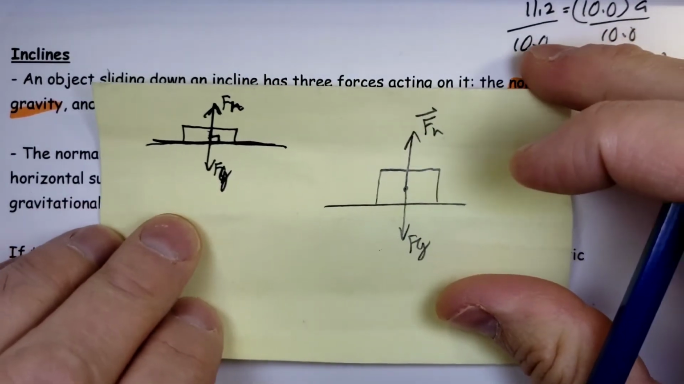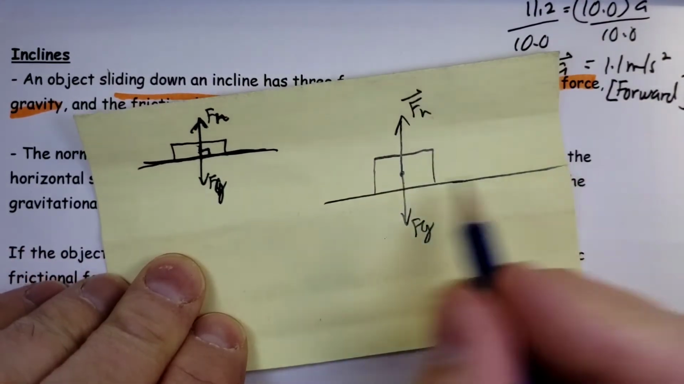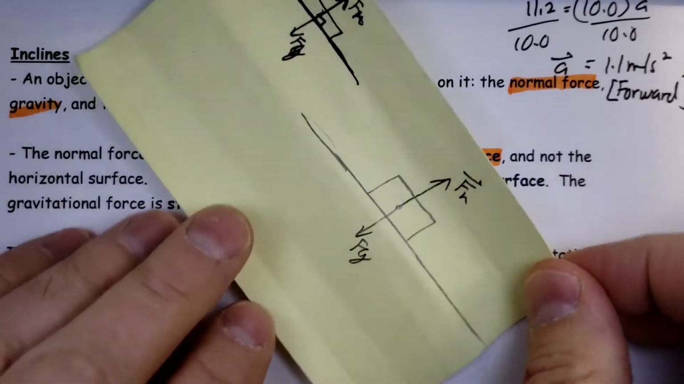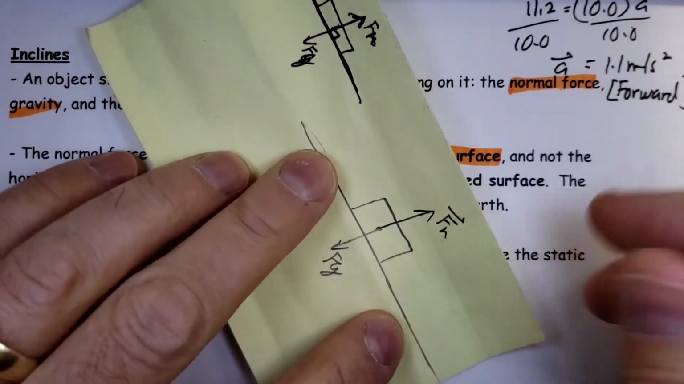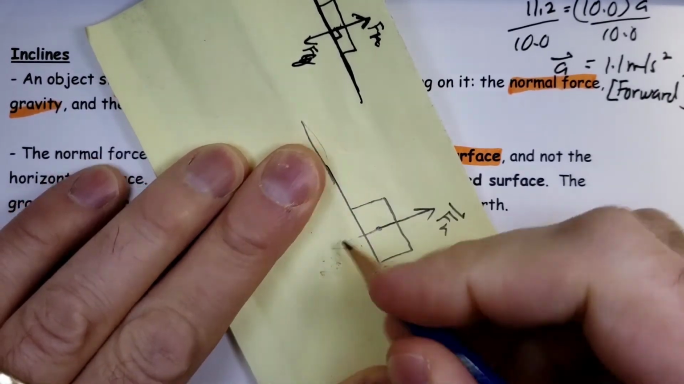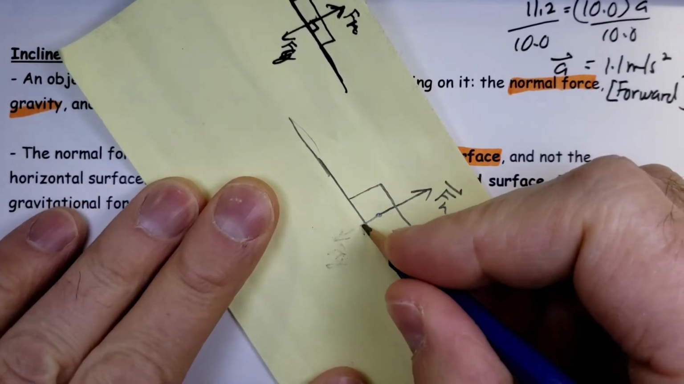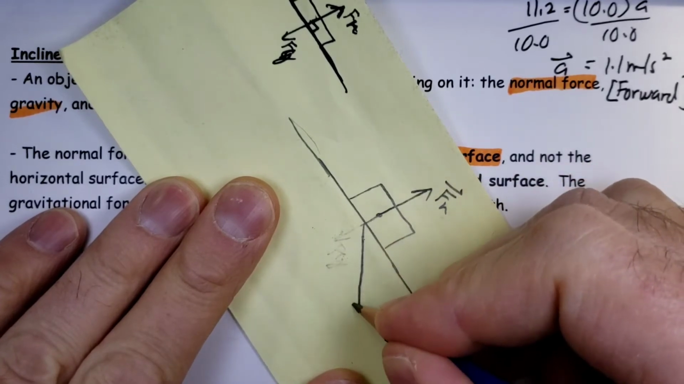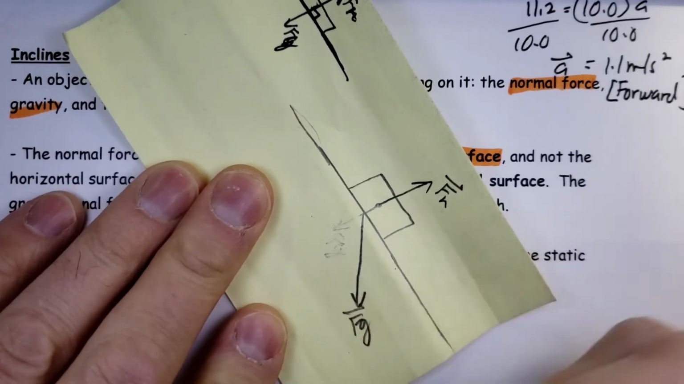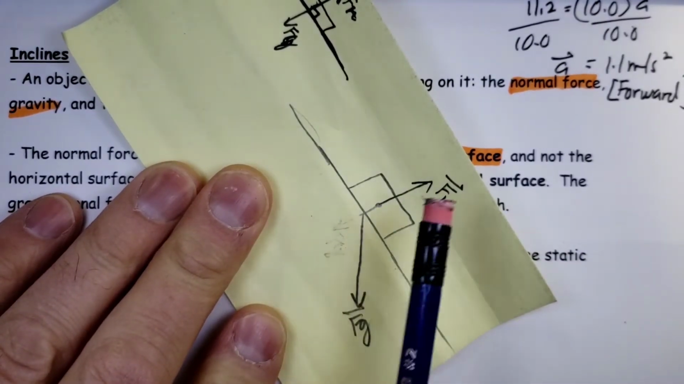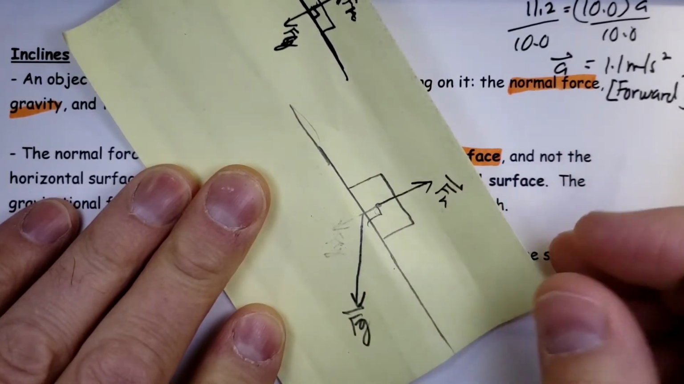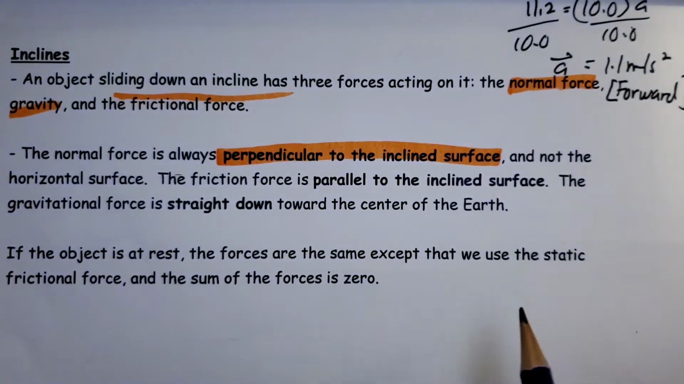Now if we tilt this, let's make it bigger. If I tilt it now, Fn is still perpendicular to the surface. Fg has changed though, especially if I leave it pointing straight down on your screen. So Fn doesn't change. It's always perpendicular to the surface. That's a key thing to note.